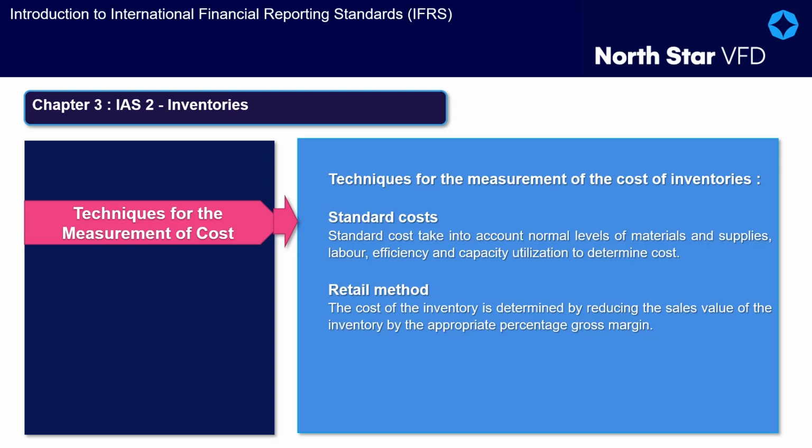The retail method for cost measurement. The retail method is often used in the retail industry for measuring inventories of large numbers of rapidly changing items, with similar margins, for which it is impracticable to use other costing methods. The cost of the inventory is determined by reducing the sales value of the inventory by the appropriate percentage gross margin. The percentage used takes into consideration inventory that has been marked down to below its original selling price. An average percentage for each retail department is often used.